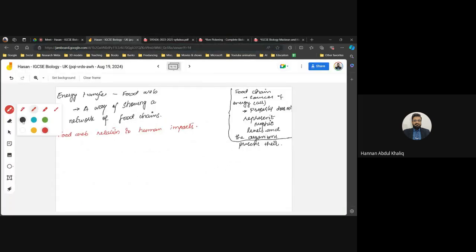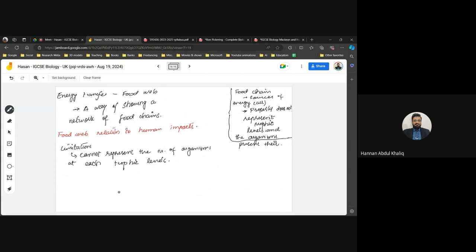The thing about the food web is that it also has limitations, and those limitations are very clear. And what is that? You cannot represent the number of organisms at each trophic level, like producers, primary consumer, secondary consumer.